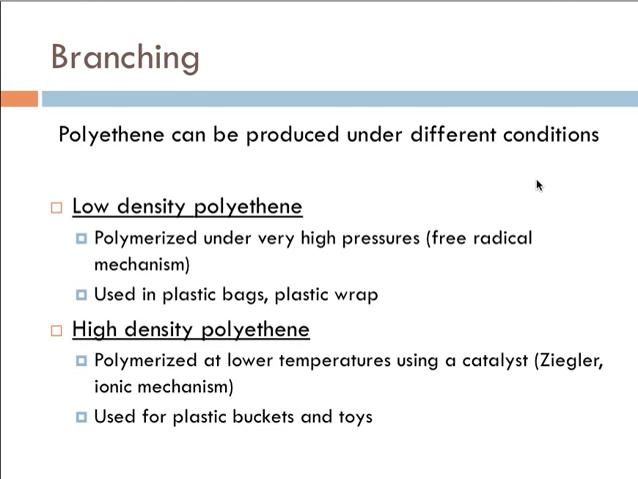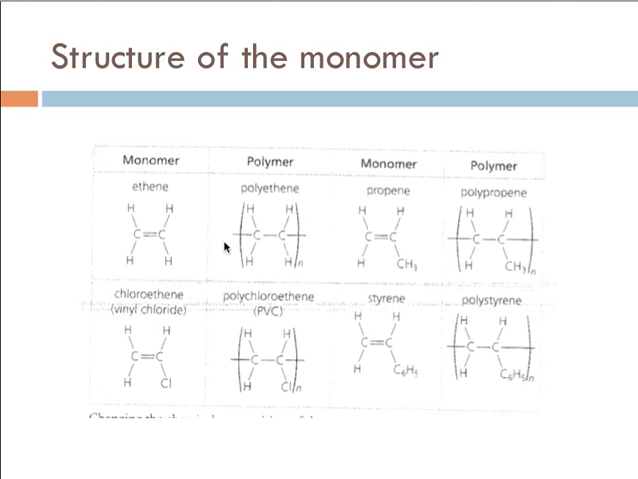So, branching. Polyethene can be produced under different conditions. There's a low density polyethene, which would be polymerized under very high pressures using a free radical mechanism. If we go back real quick to look at the polyethene, it would look like this.